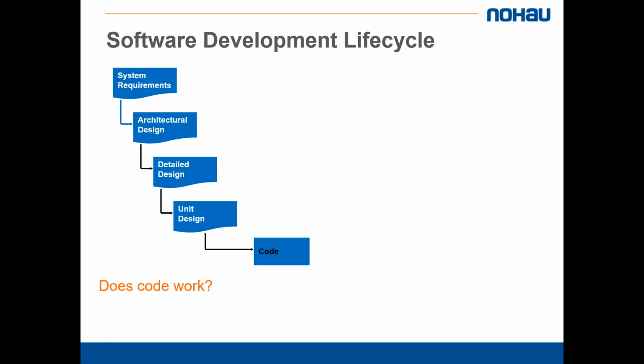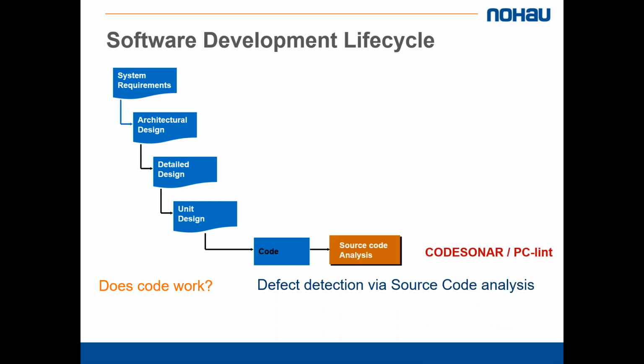So where does it come in? Well, the first thing when you've done your code and checked in your code is to check whether the code is robust. Does the code work? Is it correctly programmed? Does it have any flaws in it? Well, of course, we compile it, make sure it goes through compilation, and then the mandatory thing is really to run source code analysis on the code. At Nohau, we work mainly with a product called CodeSonar for serious analysis of your code.